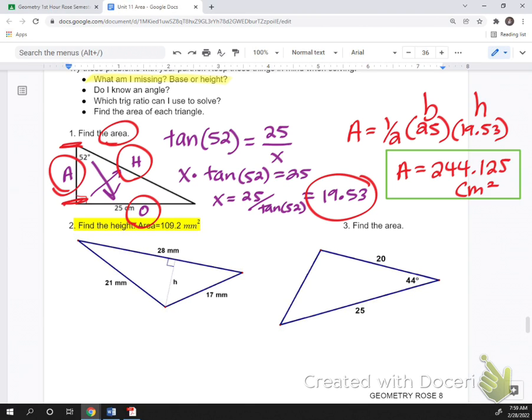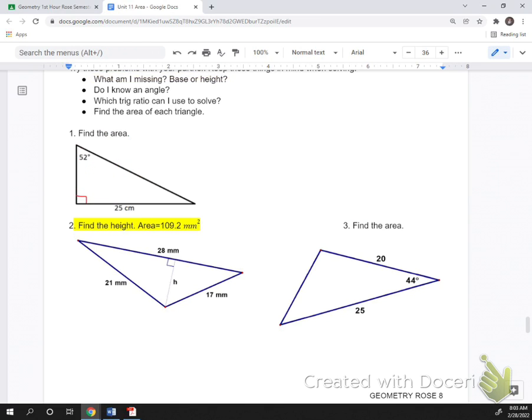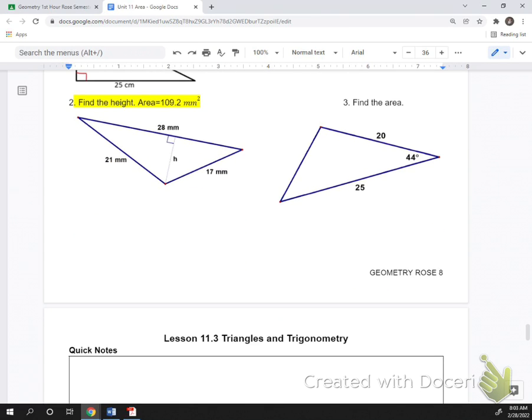If we run into the nearest, I changed it. There was a typo. And number 2, we're going to find the height. We are told the area. What else do we know? The base. So we'll set this up. You've got your area formula over here on the board still. I know the area is 109.2. I know the base is what?